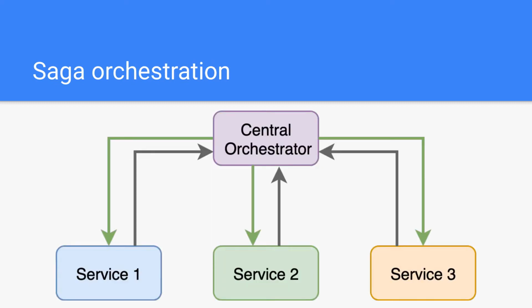At the same time, orchestrational Saga defines services interaction through the communication provider, named Central Orchestrator. Introduction of a Central Orchestrator decouples services and defines Saga structure in one place that simplifies its management.